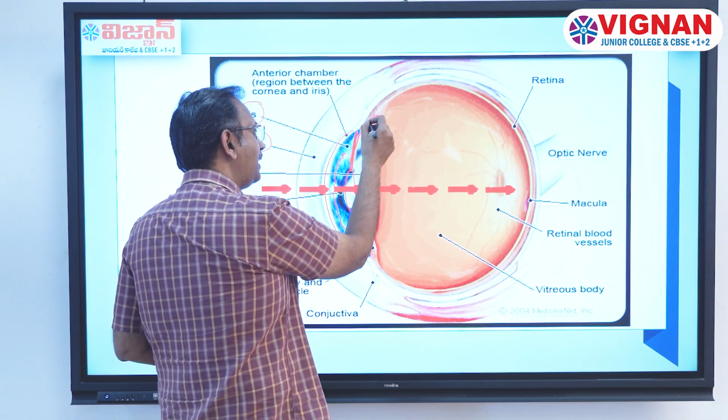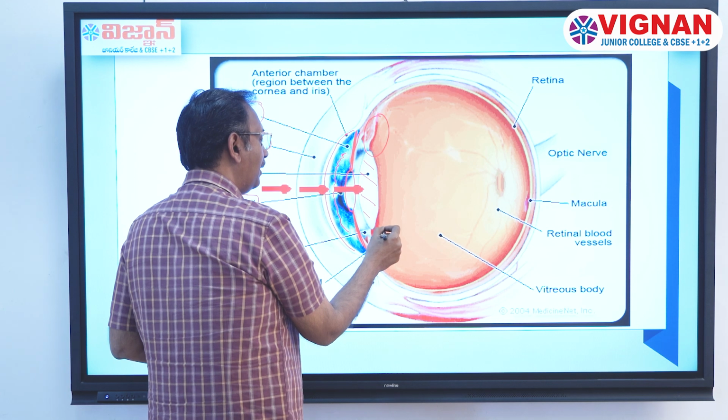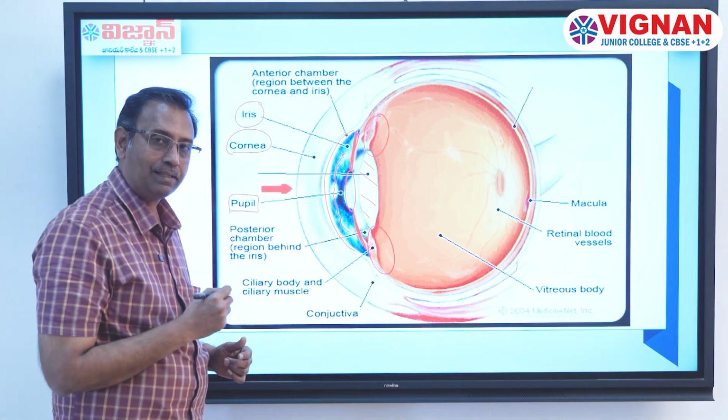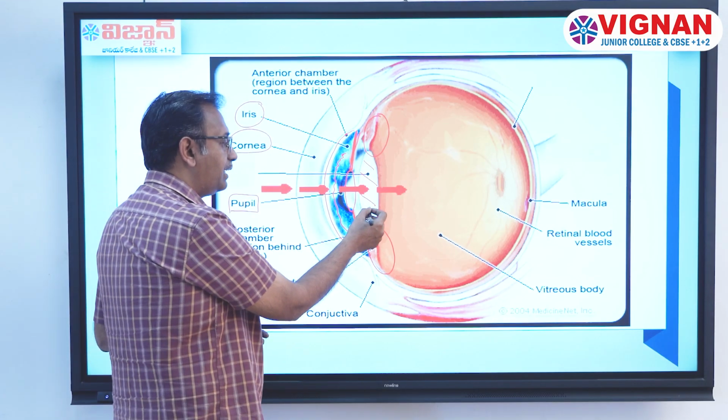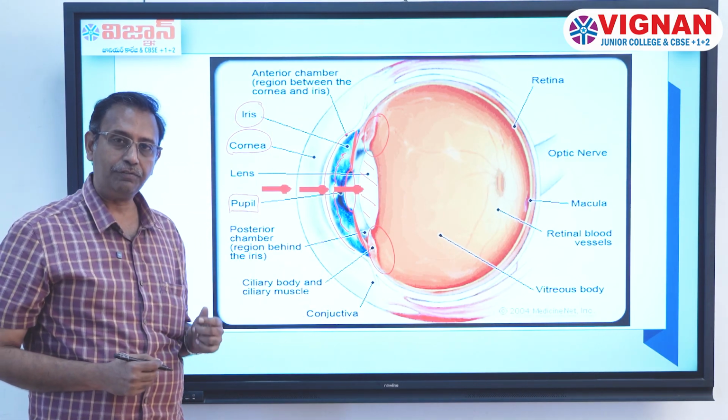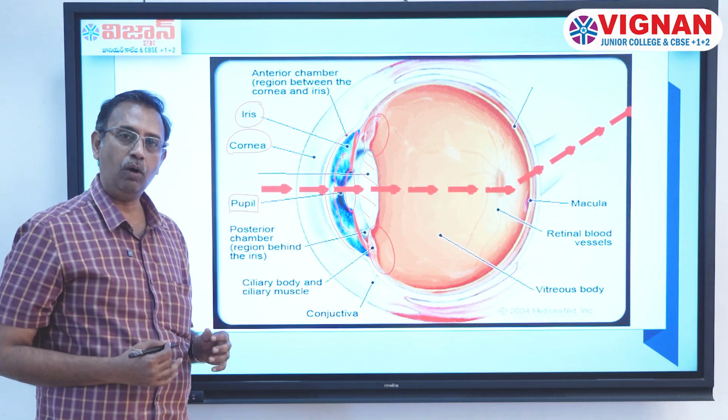This lens is held by another set of muscles, the ciliary muscles. They hold this lens. Again, I will come back to the working and functionality of these ciliary muscles and the lens.